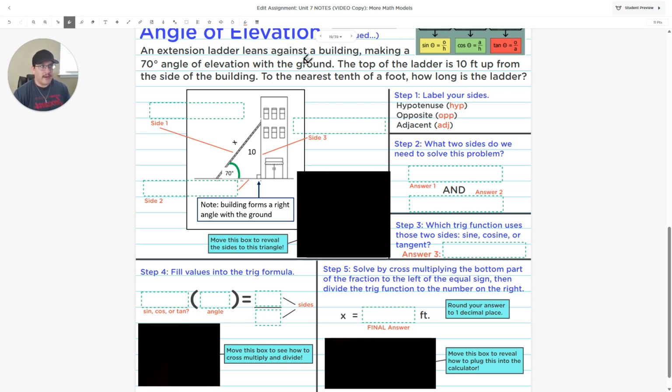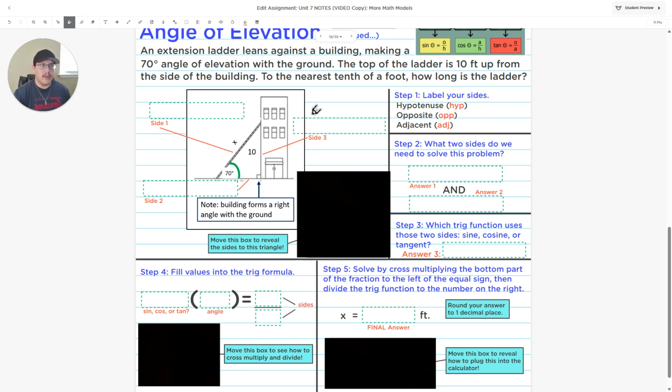An extension ladder leans against the building, making a 70-degree angle of elevation with the ground. The top of the ladder is 10 feet up the side of the building. So we know side 3 right here is 10 feet up. To the nearest tenth of a foot, how long is the ladder? The ladder is our x value, which is what we want to find out. We don't know what it is, and so the ladder, that diagonal, is our missing value.